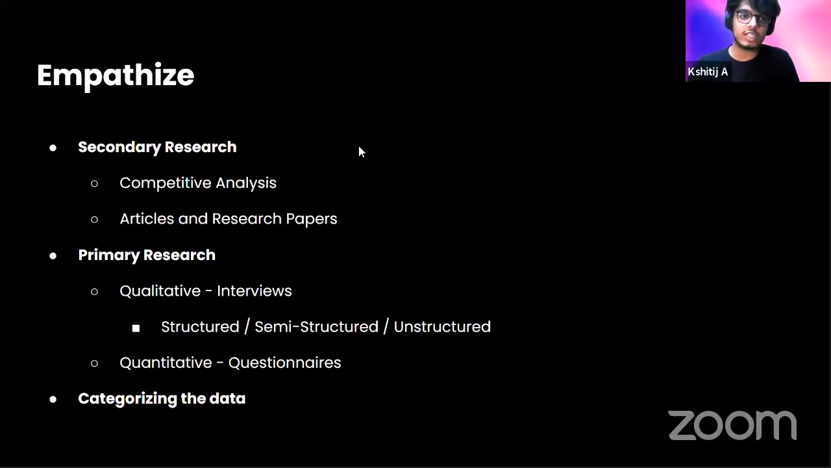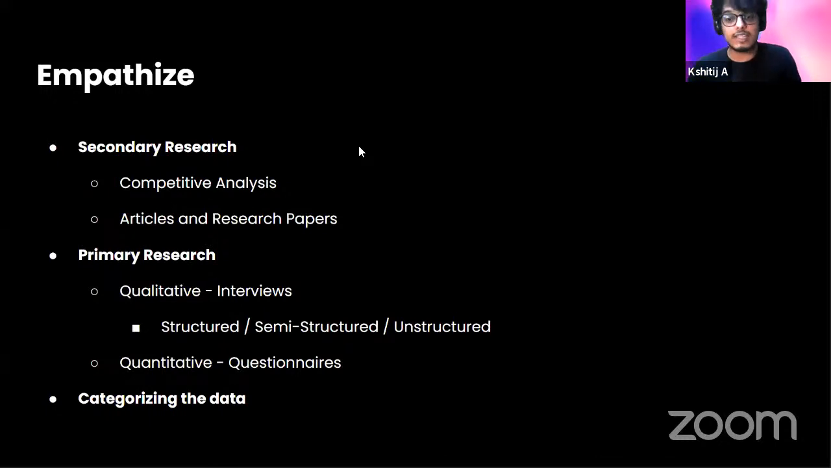Then primary research is, okay, now you've gathered all the data: this is how people do it, this is how society thinks, this is how people function. You dive deeper and communicate with people individually and try to understand their pain points, either through one-on-one sessions or by taking out a questionnaire.